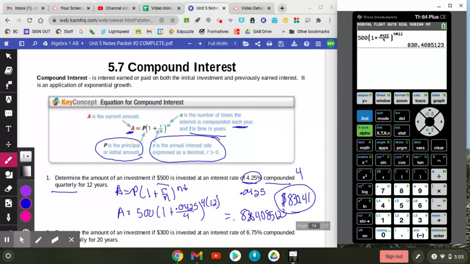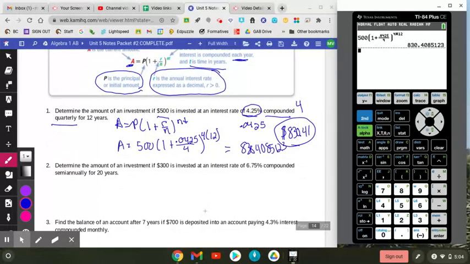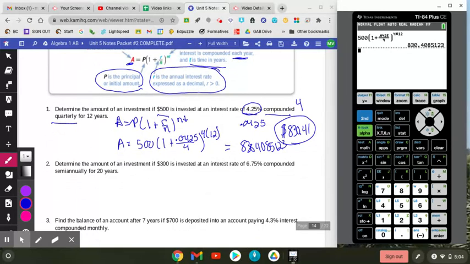So I want you to pause, and I want you to try example 2 and come back and check. Okay, so hopefully you paused. So again, I'm going to start with my equation. So it's A equals, my P is the amount I invested, 300, 1 plus, I'm compounding semi-annually, so that's twice a year. My rate is 6.75, so that's 0.0675. 0.0675 divided by 2 to the 20 times 2 power.